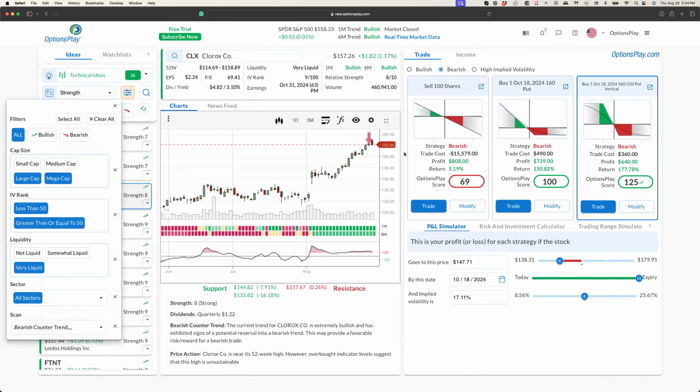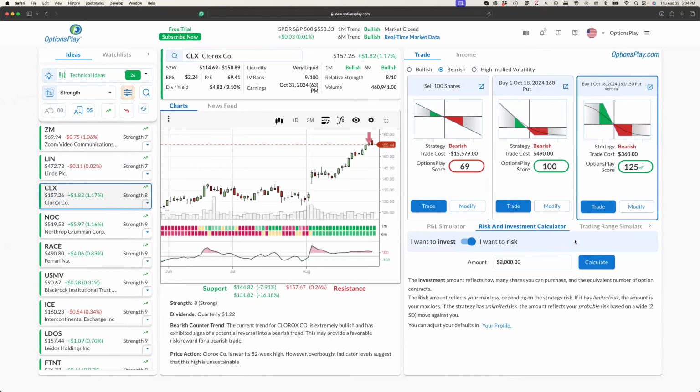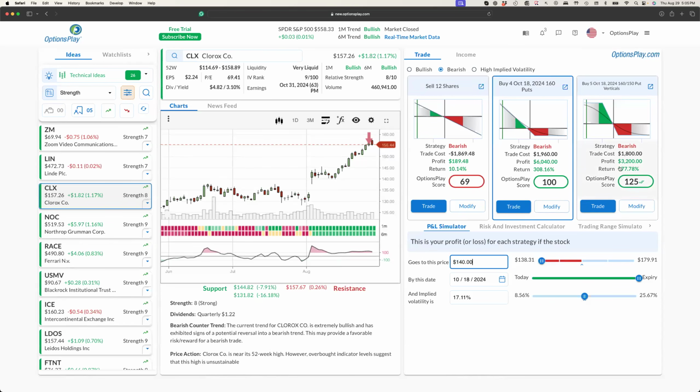So, for example, if we're looking at Clorox here, I would look at buying either a put option or a put spread by always using the risk and investment calculator first. The risk and investment calculator helps you stay in your lane with regards to the overall risk that you take so that you never trade something that exceeds your risk tolerance. And then you use your P&L simulator to say, what happens if this gets down to, let's say, 140? What is my potential profit on the specific trade?